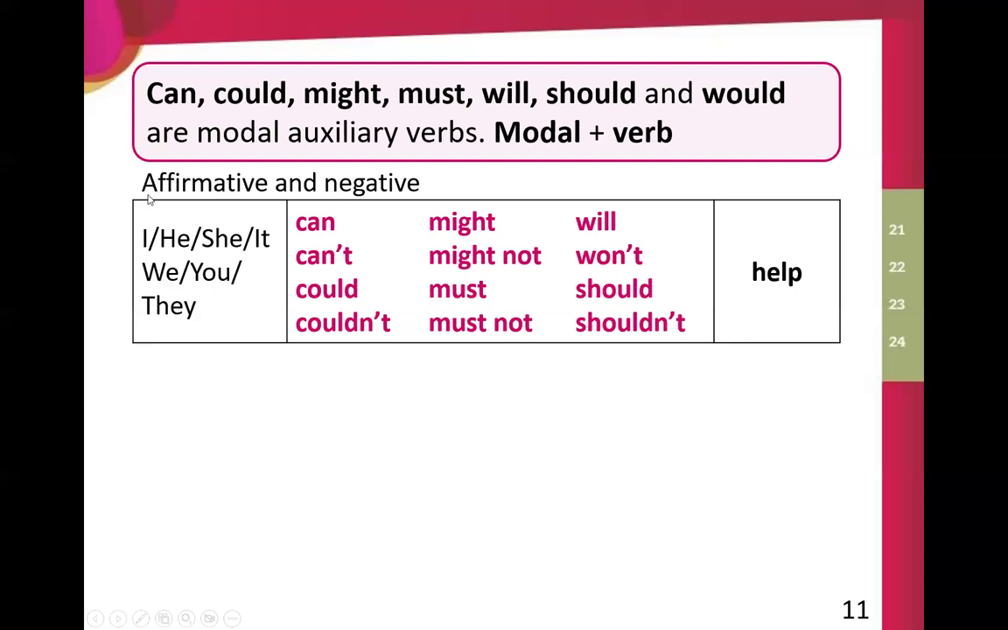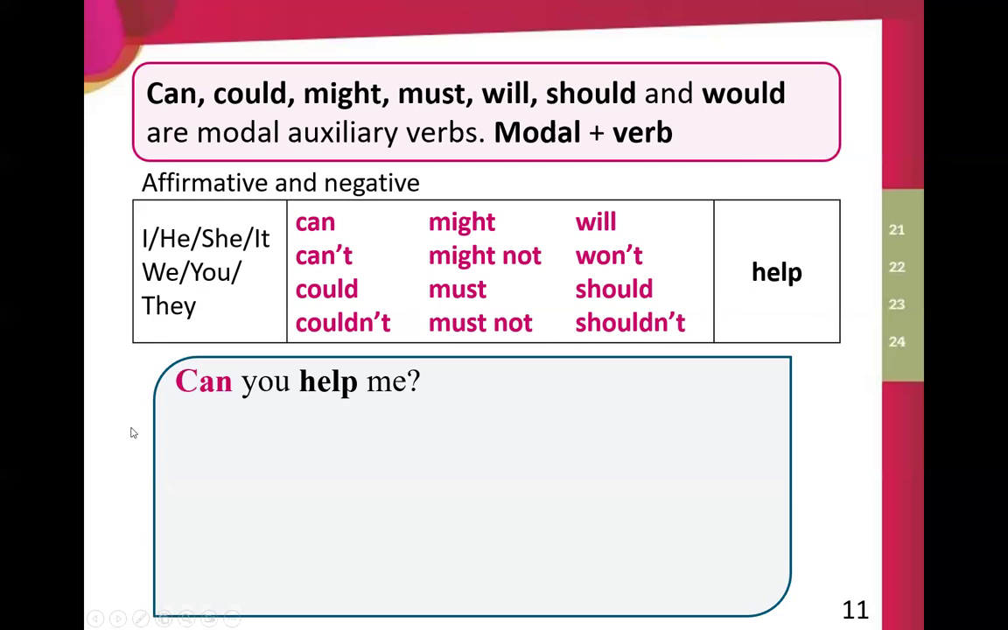So here are affirmative and negative auxiliaries. I, he, she, it can, might, will, or we can use can't, could, couldn't, might not, must or must not, or don't or doesn't have to. The lack of necessity is don't or doesn't have to. Okay, so the negative form of must is must not. Okay, will, shall, should, shouldn't.